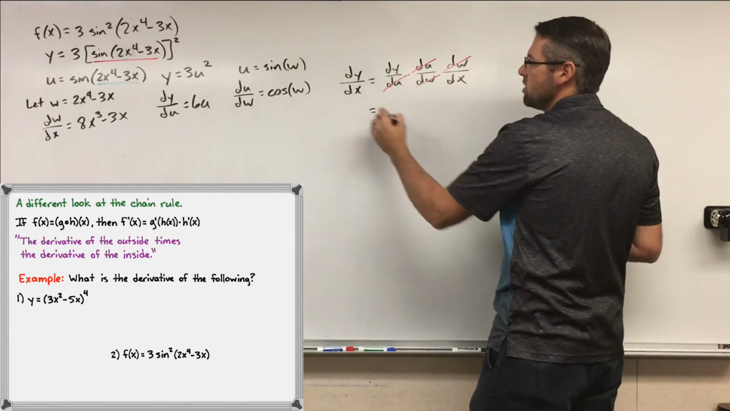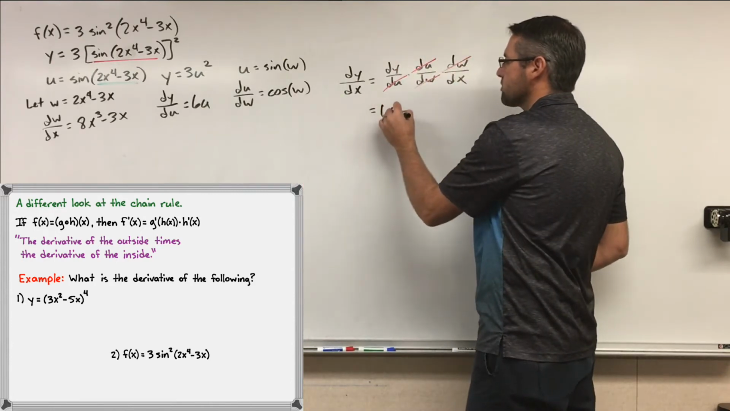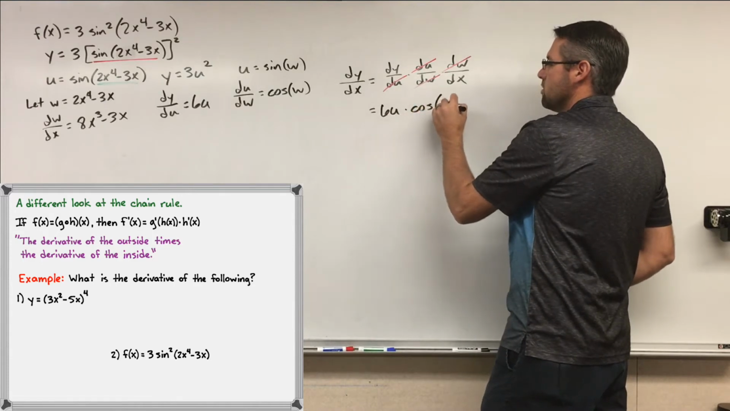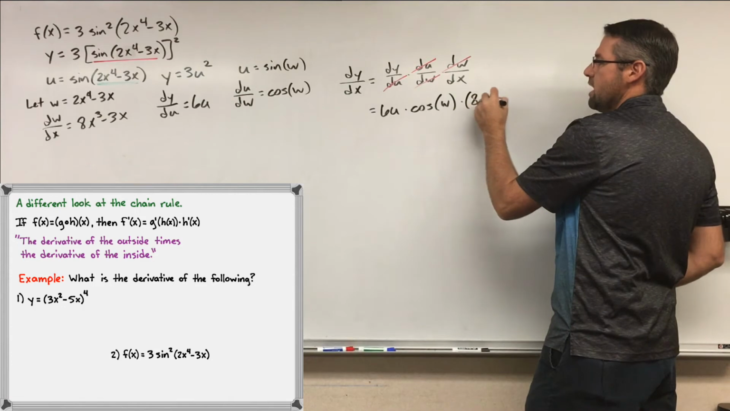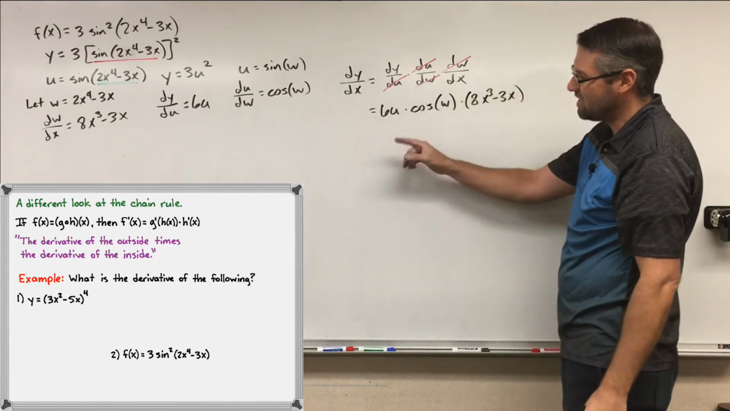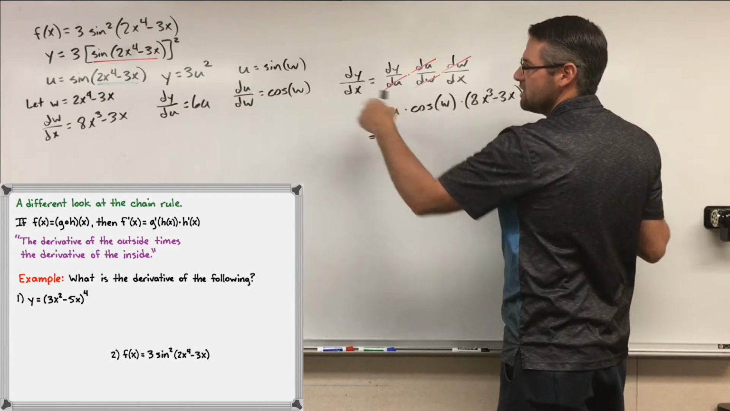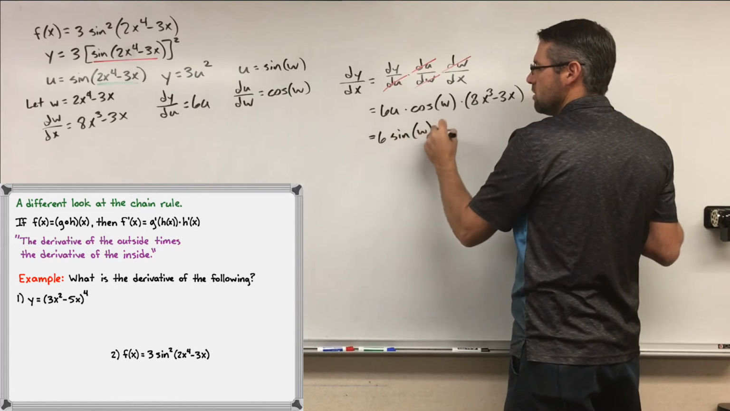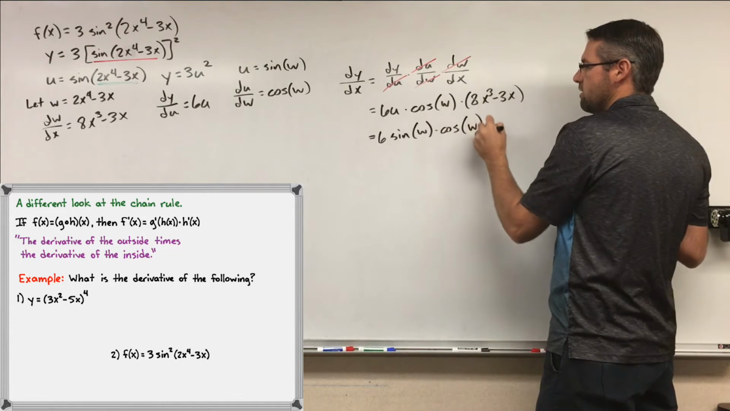So all we have to do is plug in. What is dy du? Dy du is 6u. Du dw is cosine of w. And then dw dx is 8x cubed minus 3. Now we need it all in terms of x, so we have to replace the u and the w. So u is sine of w. Well, I'll just write that down for now.